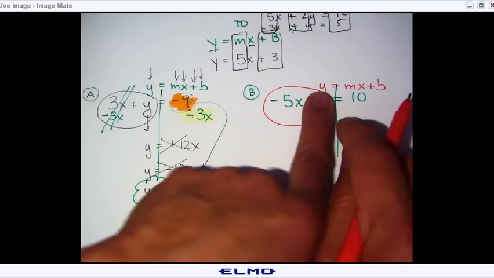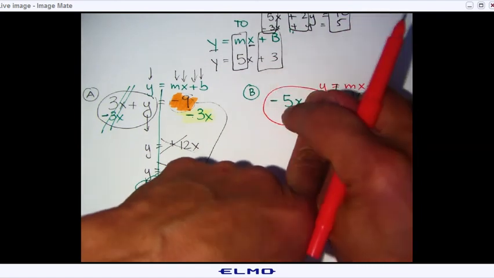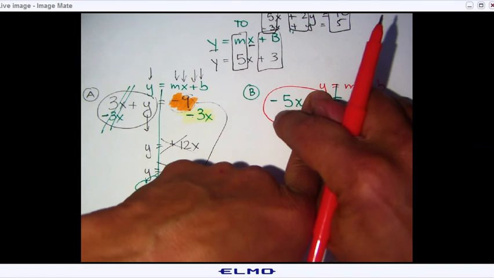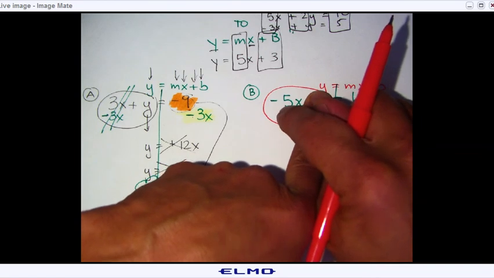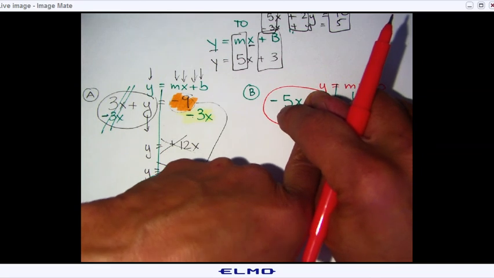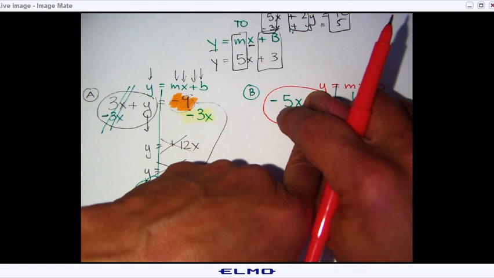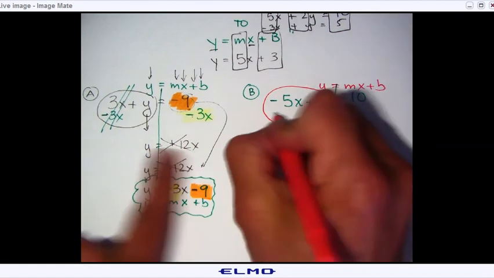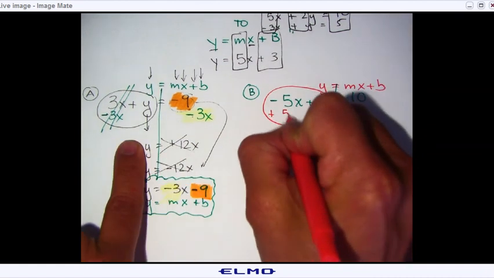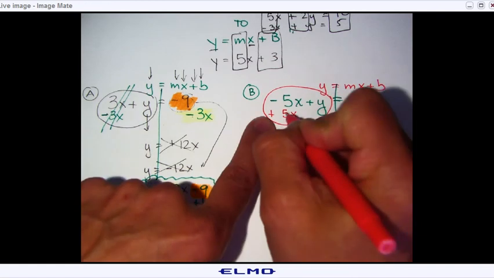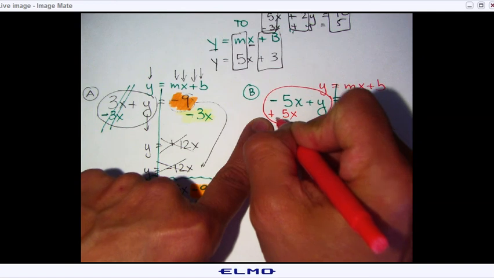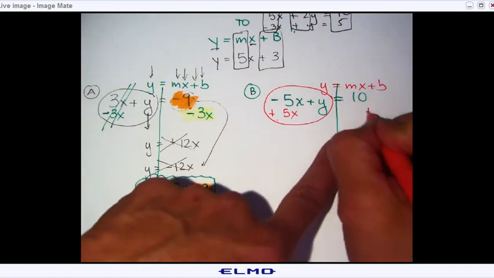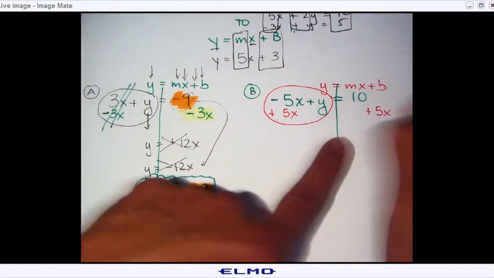So I want to solve for y inside the bubble. I need to get rid of the negative 5x. How do I make it a 0? I can't put another negative 5x because that'll give me negative 10x. So I have to put the opposite. So plus 5x, not only on the left side, but you also got to put it on the right side, okay?